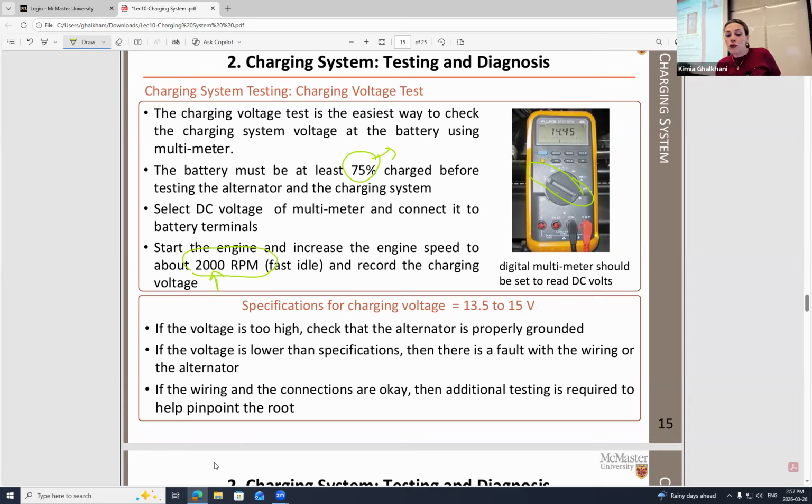So the specification for charging, if you want it to be in a good functional mode, it has to be something between 13.5 to 15. Anything out of this range means we are having a faulty system and we have to troubleshoot it.